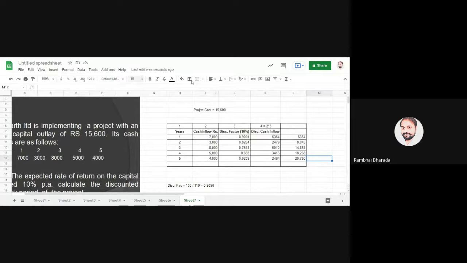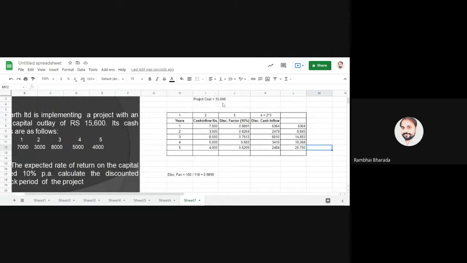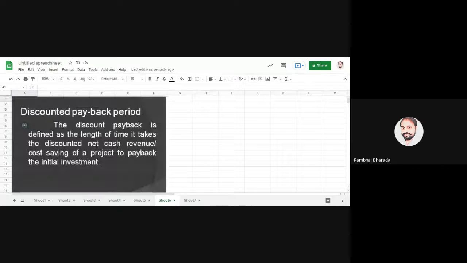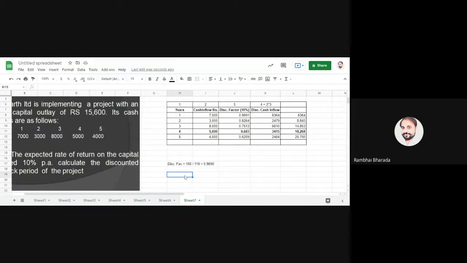Okay. Now, coming to the concept of payback period. Here, payback period means in which year we will get this full amount 15,600. In which year, out of these two? On the fourth year. If you see the third year, 14,853 is there. On the fourth year, the company will get the full recovery. So write down the formula and you will get the answer. Formula remains the same. There is no change in the formula. Year before full recovery plus unrecovered amount upon cash flow during the year.